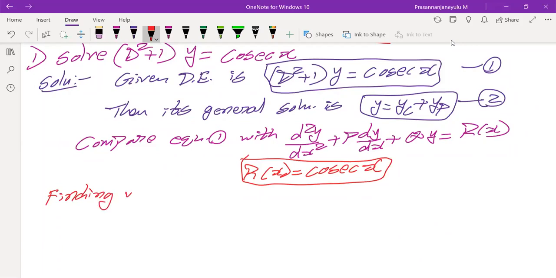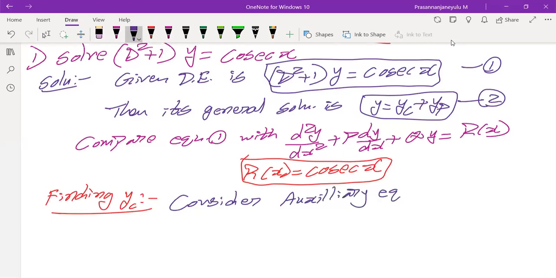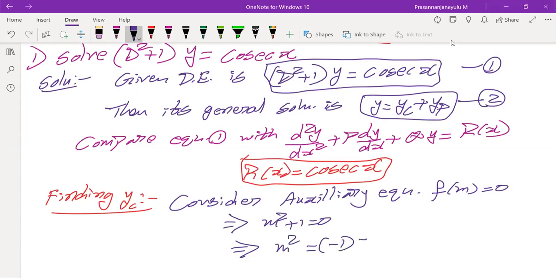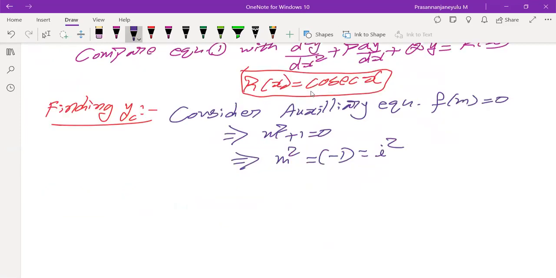What is the general form of finding yc? As usual, consider the auxiliary equation f of m equals 0. What is f of m here? m square plus 1 equals 0. That implies m square equals minus 1, which is nothing but i square. Then what are the values of m? m equals plus or minus i. Then the roots are complex roots.